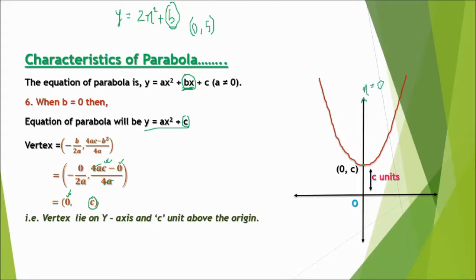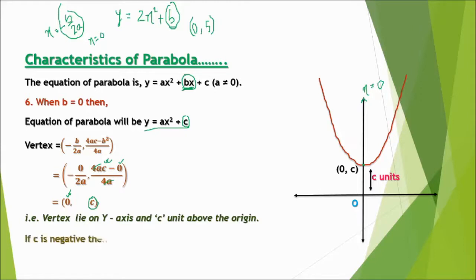As the value of b is 0, and in the equation of the line of symmetry, x is equal to minus b by 2a, we have the value of b as 0, so this part will be 0. It will be x is equal to 0. So we can get the equation of the line of symmetry also.